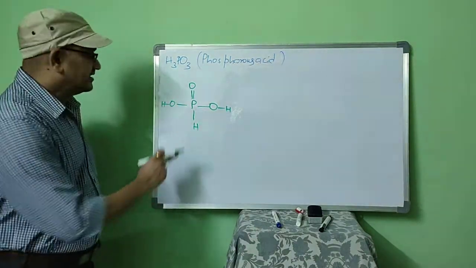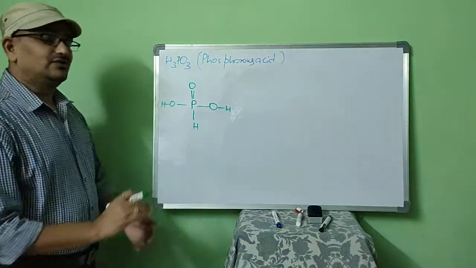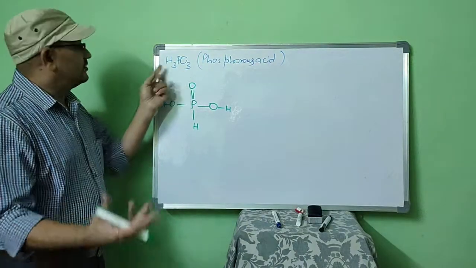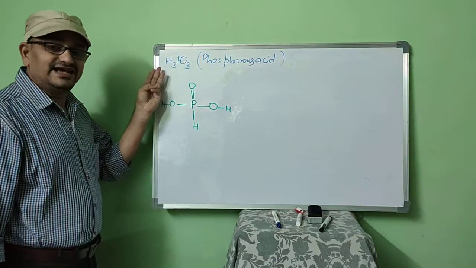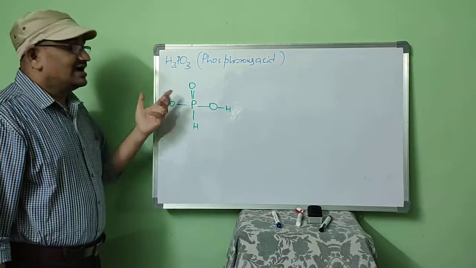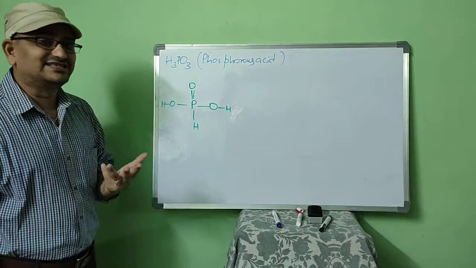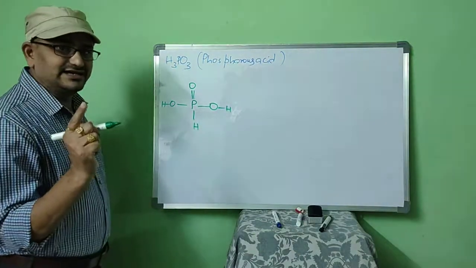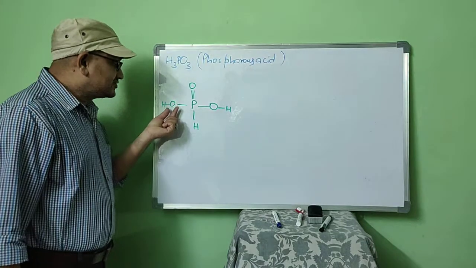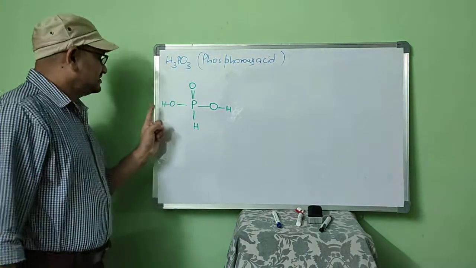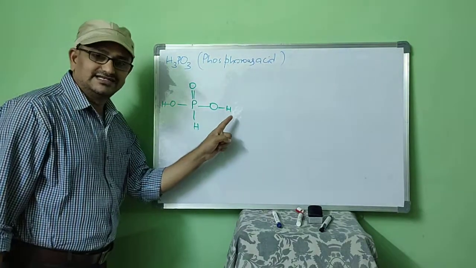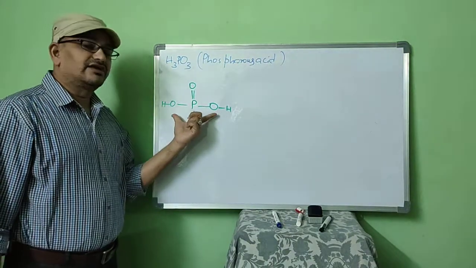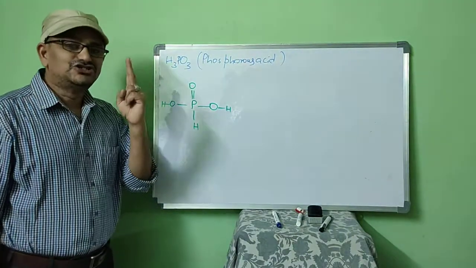Here it is hydrogen, the fifth valency of phosphorus. Now let us see. In the formula we can see 3 hydrogens. But out of 3, how many hydrogens are replaceable? That's what we have to notice. As I said earlier, hydrogens which are connected through oxygen only are replaceable. So this is one hydrogen and this is another hydrogen. Out of 3, the number of replaceable hydrogens is only 2.